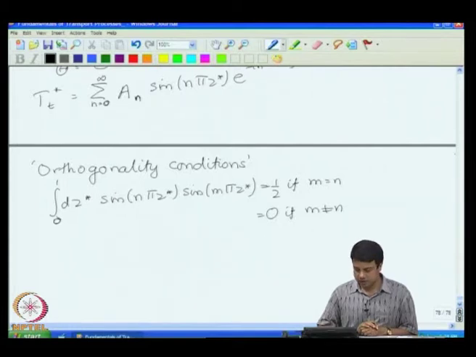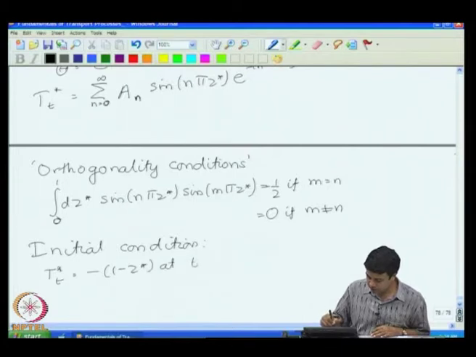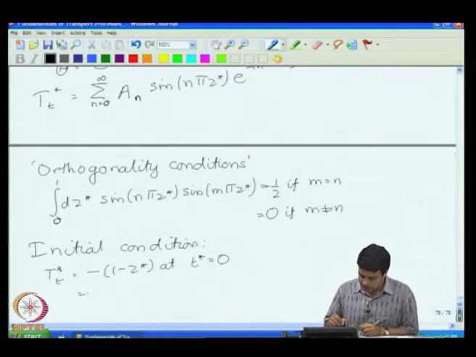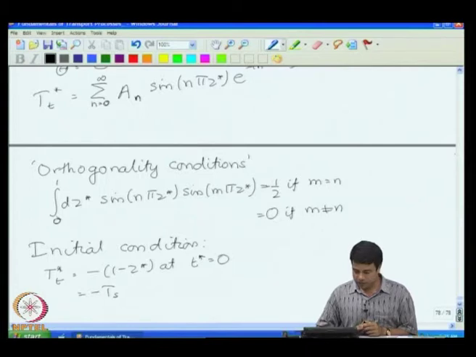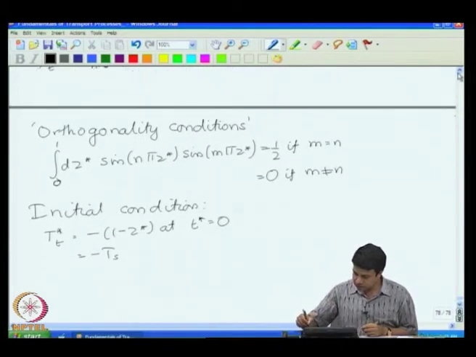How does this help us? The initial condition we wanted was T star transient is equal to minus of 1 minus z star at t is equal to 0. So, this was equal to minus the steady state temperature, because T transient plus T steady was equal to 0 at time t is equal to 0. Therefore, T transient was equal to minus of 1 minus z star at t is equal to 0. Now, we have the solution.